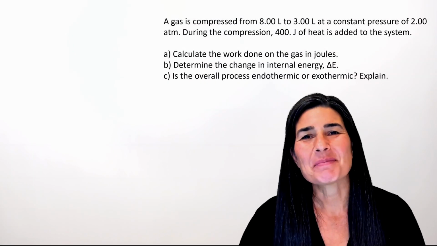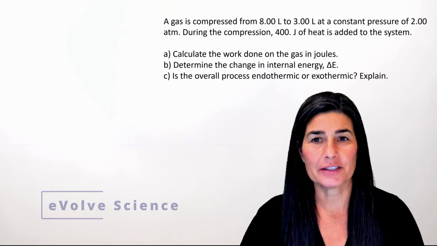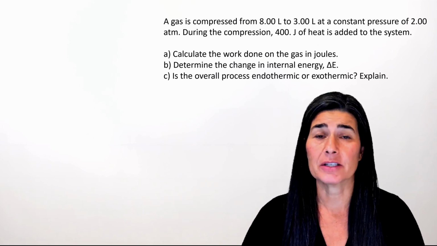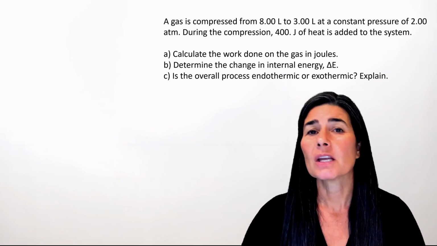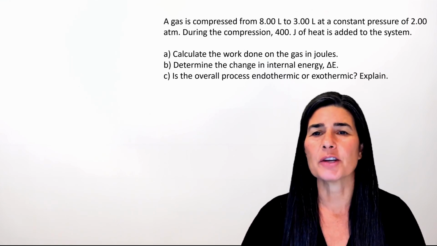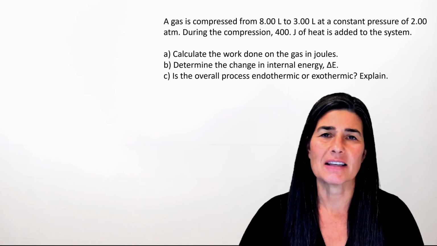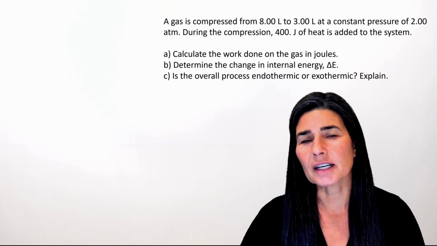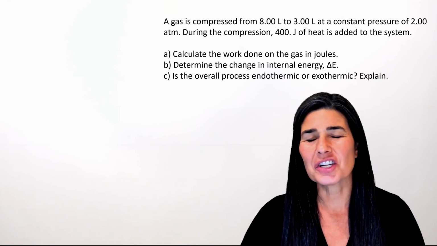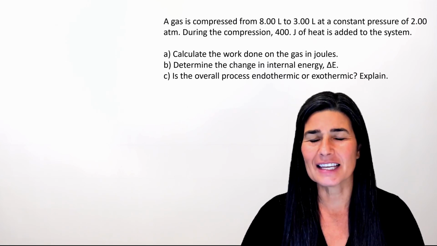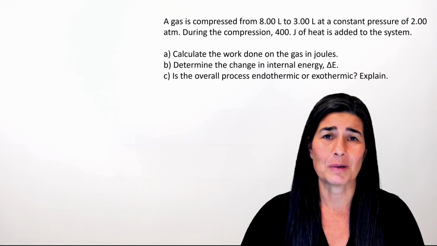Okay, in this problem they tell us that a gas is compressed from 8.00 liters to 3.00 liters at a constant pressure of 2.00 atmospheres. During the compression, 400 joules of heat is added to the system. They want us to calculate several things. We want to find the work done on or by the system in joules, the change in internal energy of the system, and we need to discuss whether this is an exothermic process or an endothermic process.